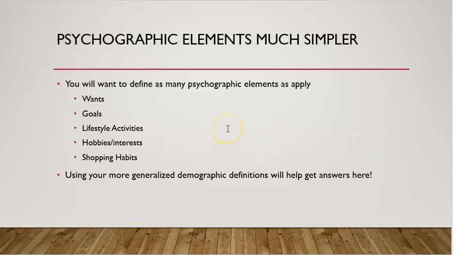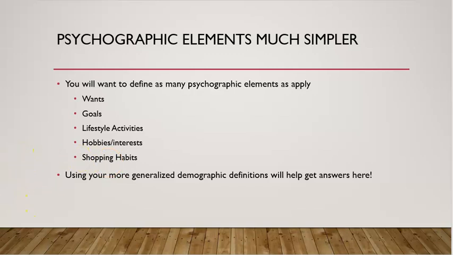Psychographic elements are much simpler. You want to be able to define as many psychographic elements as apply. These are things like the wants of your target market, the goals, the lifestyle activities, the hobbies and interests, shopping habits, all those different types of things that describe their attitudes and what they do behaviorally. Those are psychographic elements. Using your more generalized demographic definition that we just came up with in the last step will really help you get some answers here.